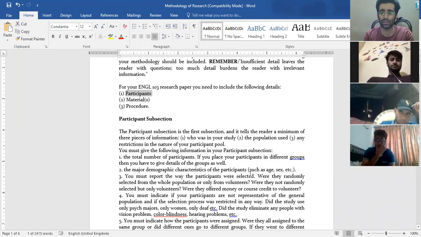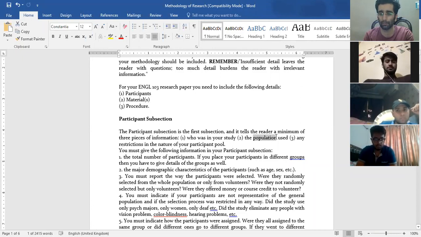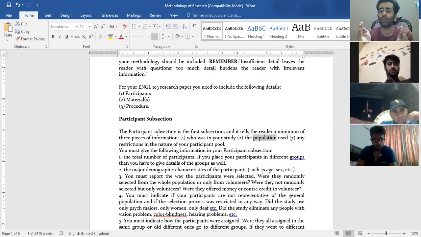The participants subsection of your research report means who is in your study. I mean, what is the population and sample of your study? From whom are you going to collect data? For example, if your audience is students of FCC, then your population is the entire FCC student community. So what is population? The entire set of possible participants that can be a part of your research is called the population of your research.